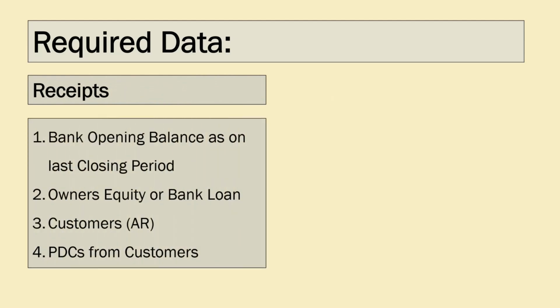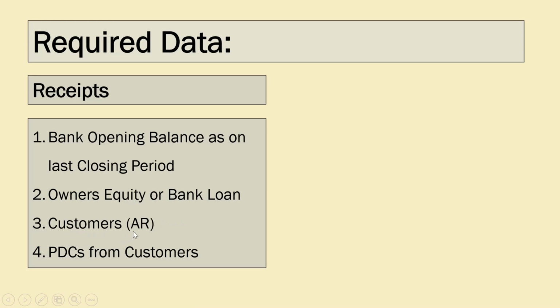So what data is required for this? First of all, the receipts we need. On the receipt side, the first thing we need is the bank opening balance as on the last closing period. The second thing on the receipt side: is there any owner's equity plan or bank loan? Does the business have any plan to take any bank loan or owner's equity?